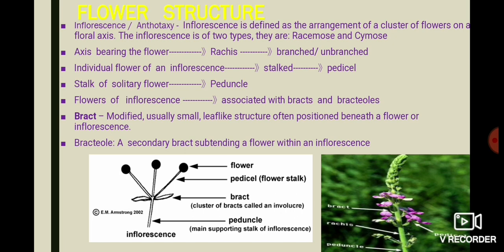If the flower is solitary in nature, then the term will change from pedicel to peduncle. Flowers of inflorescence are generally provided with bracts and bracteoles. Now you need to know what is bract and bracteole.